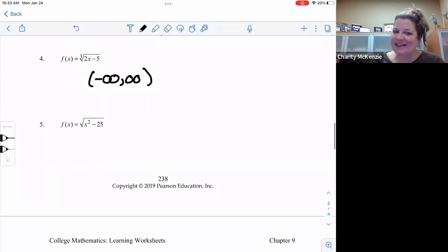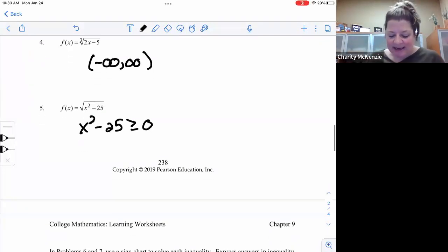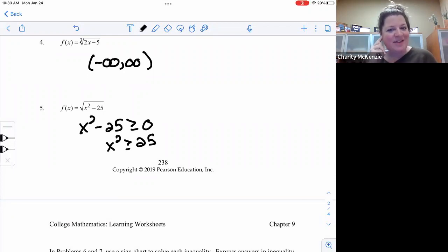Okay, but number 5 is not continuous everywhere. Here, x minus 25 has to be positive because it's a square root, or a fourth root, or a sixth root, those even roots. It has to be greater than or equal to 0. So we can just say, where is it greater than or equal to 0? Same way we do our domain. Then we add the 25, so x squared is greater than or equal to 25. So then we have to take the square root, and it's the positive or the negative.